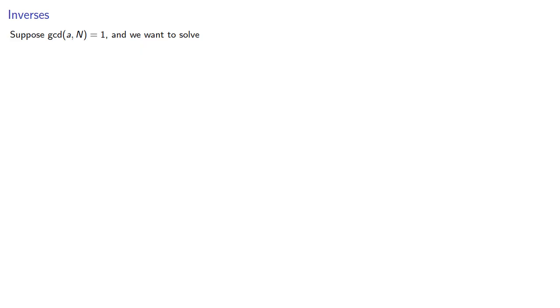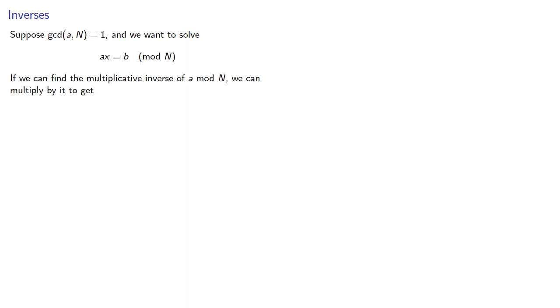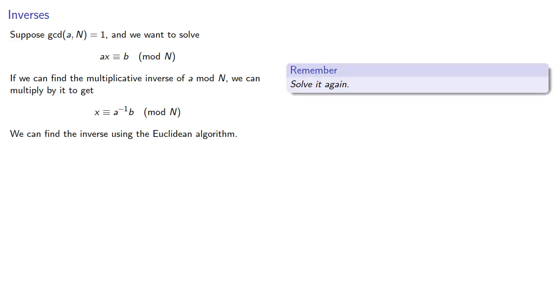Suppose the greatest common divisor of a and some modulus is 1, and we want to solve ax congruent to b mod n. If we can find the multiplicative inverse of a mod n, we can multiply by it to get x congruent to a inverse b mod n. We could find the inverse using the extended Euclidean algorithm, but remember, a good way to understand mathematics is to solve the same problem in a different way. So let's see if we can find another solution.